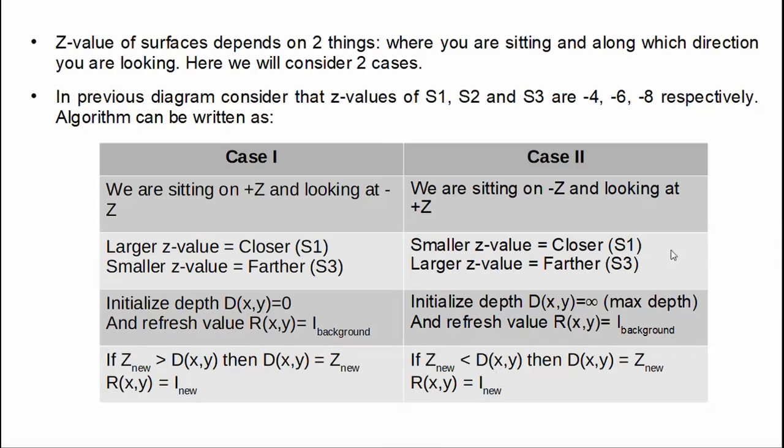So if this problem is asked in your exam, that is, explain the Z buffer algorithm, you have to clearly mention these first two things first. Okay, that is where you are sitting. We have to make it clear in the very first sentence that if we are sitting on positive Z and looking at negative Z, then these values will be there, and the opposite in the other case. In most of the books you will find that they have explained the case 1 externally. Okay.